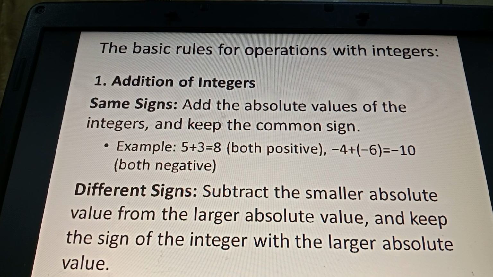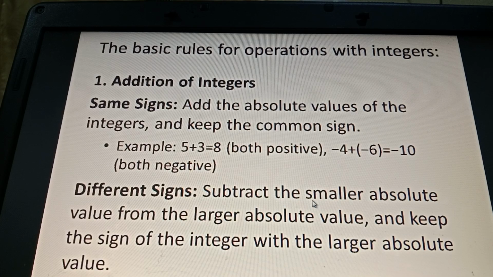For example, 5 plus 3 equals 8. Both are positive. Negative 4 plus negative 6 equals negative 10. Both are negative. Okay? So what do we do? If the signs are the same, add the absolute values of the integers and keep the common sign. So here I'll add 5 to 3, I get 8. The common sign is plus, so the answer is positive 8. Here the absolute values are 4 plus 6, 10, and the sign is negative.